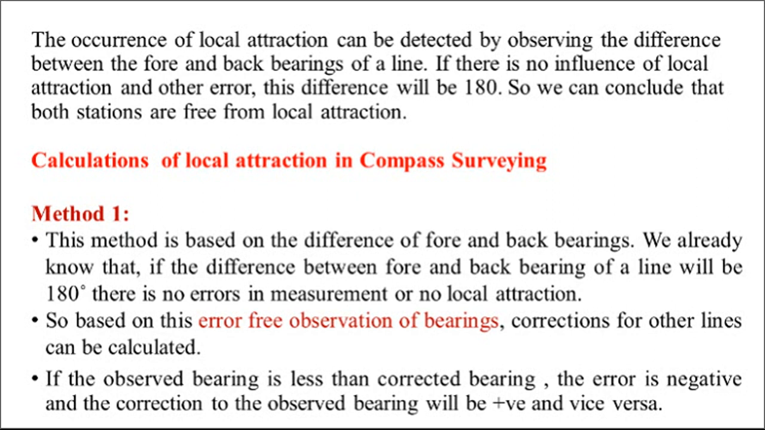Means suppose the observed bearing of a survey line is 40 and this 40 is less than the corrected bearing. Say the corrected bearing is 42. So the error is 2 degree. So this error is negative and the correction to the observed bearing will be positive.